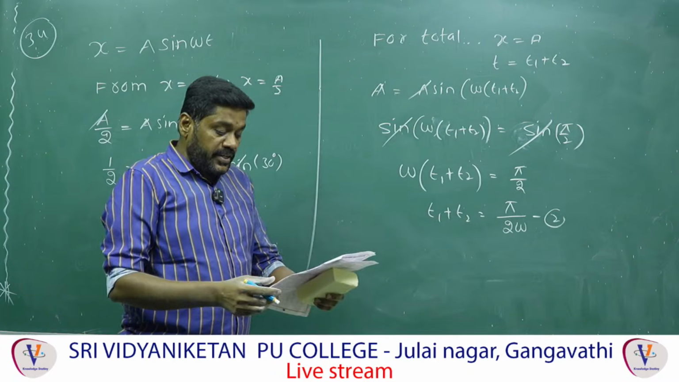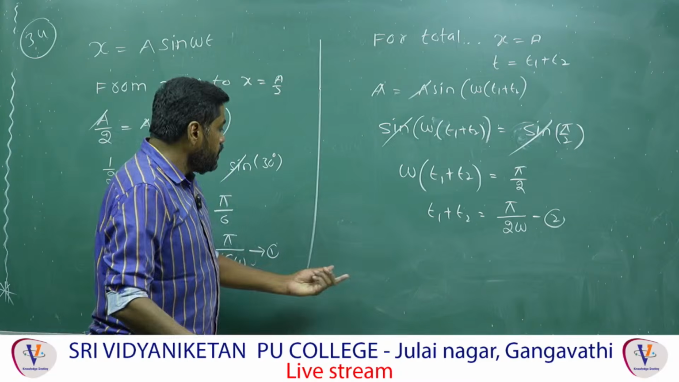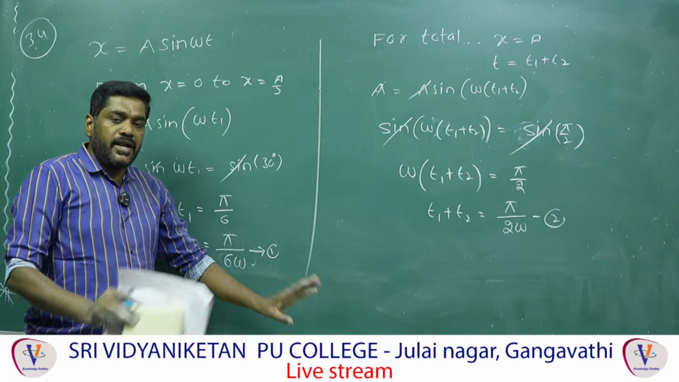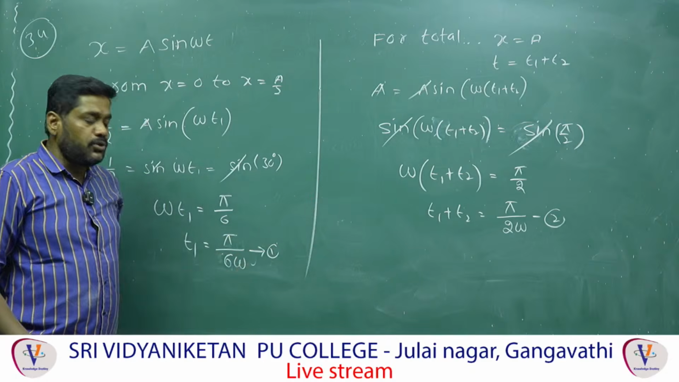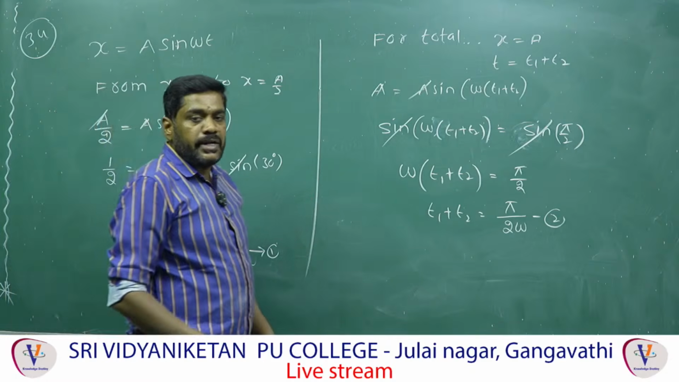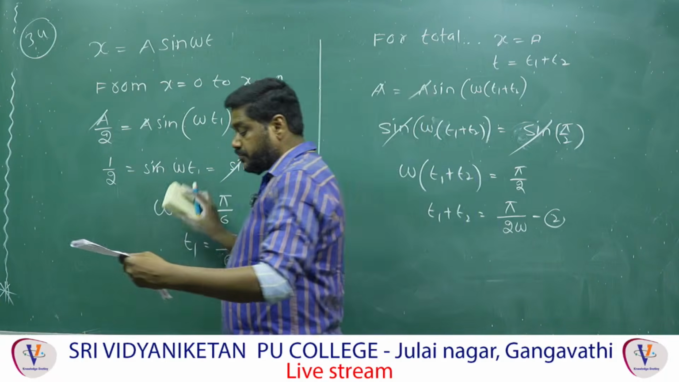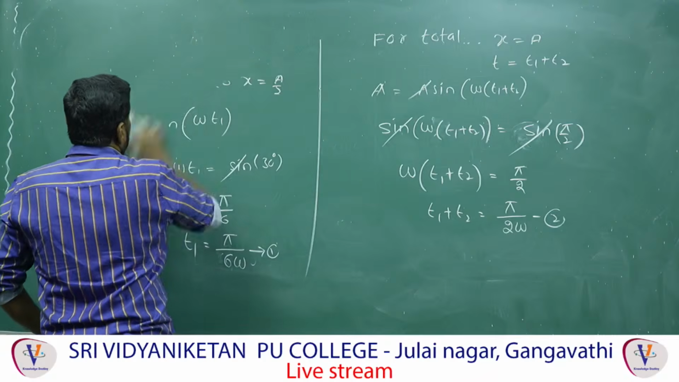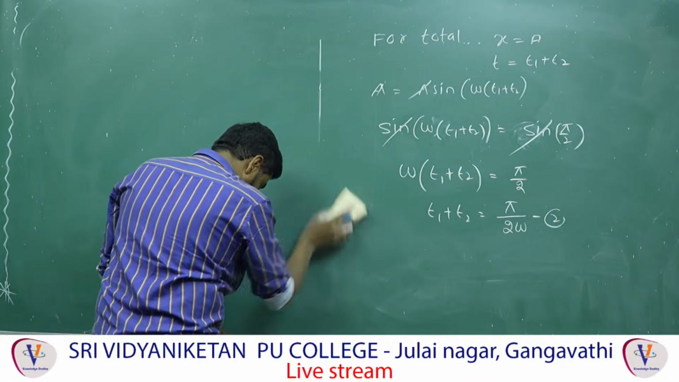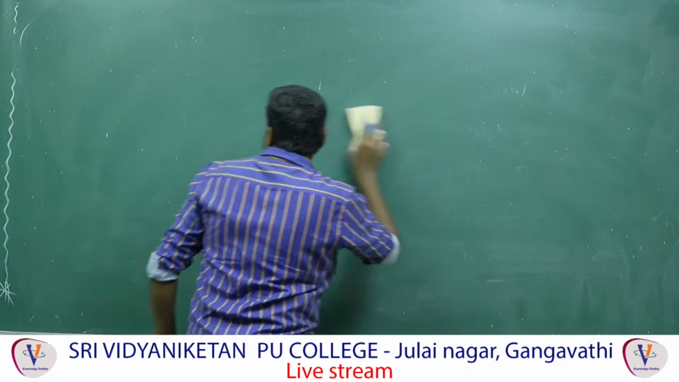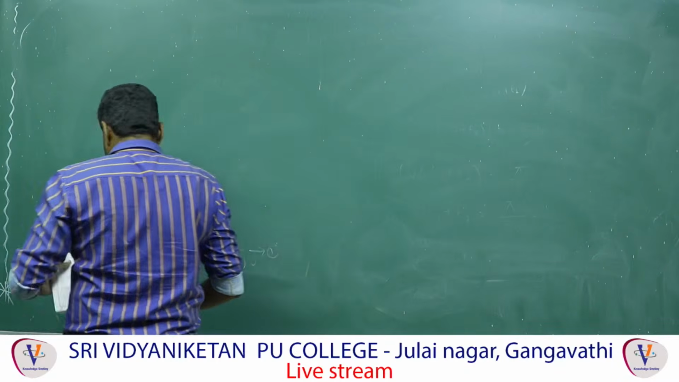If you simplify equation number 2 and 1, take the ratio. T1 plus T2 is equal to pi by 2 pi, and after taking the ratio you can find T1 by T2 or T2 by T1, a simple ratio only. Next, 35 is a direct question, a direct formula, no need to explain.